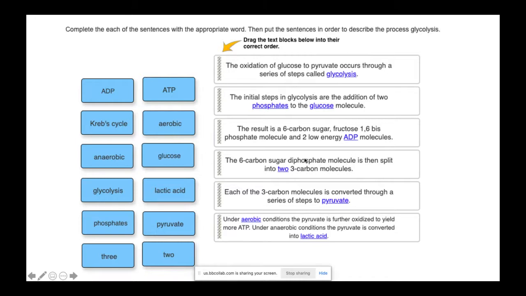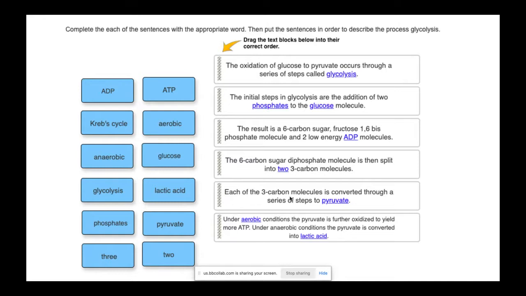Okay, the 6-carbon sugar diphosphate molecule then splits into 2 3-carbon molecules, and each of the 3-carbon molecules is converted through a series of steps to pyruvate or pyruvic acid. Under aerobic conditions, meaning in the presence of oxygen, the pyruvate is further oxidized to produce more ATP. But if you're out of breath and there are anaerobic conditions, the pyruvic acid is converted into lactic acid.